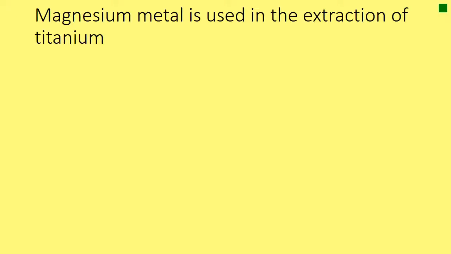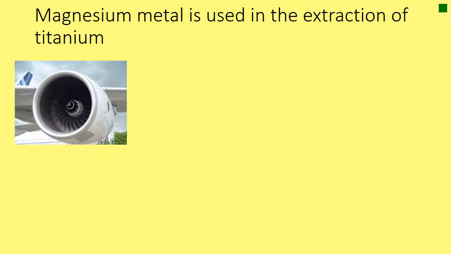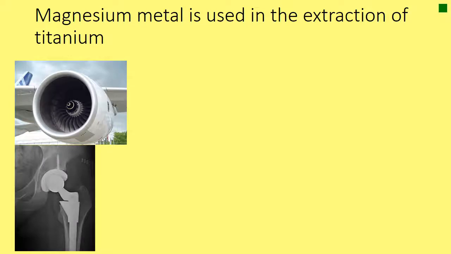Now we're going to have a look at one of the uses of magnesium metal, and that is in the production of a different metal, titanium. Magnesium metal is used in the extraction of titanium, a very useful metal. For example, it's used in jet engine turbines and also in replacement hips, because it has very high tensile strength.